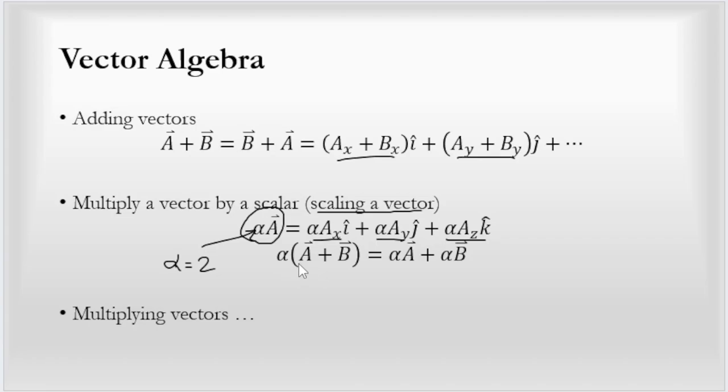I can also scale an addition of vectors. If this was a 2, I'd distribute it to both of those quantities, and I'd have twice a and twice b, and that would equal twice a plus b.